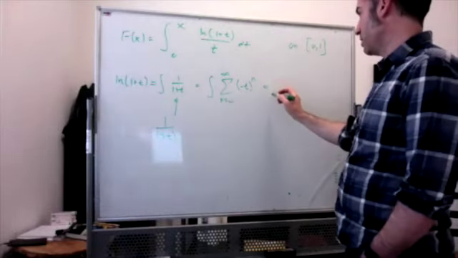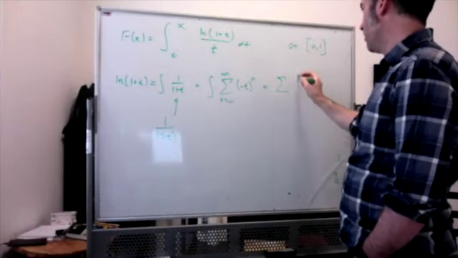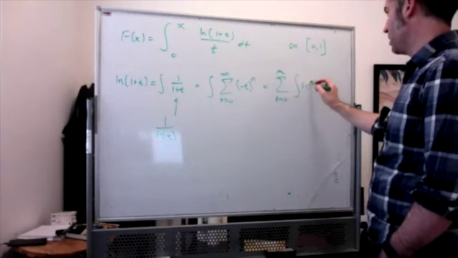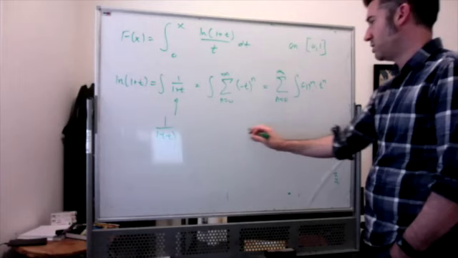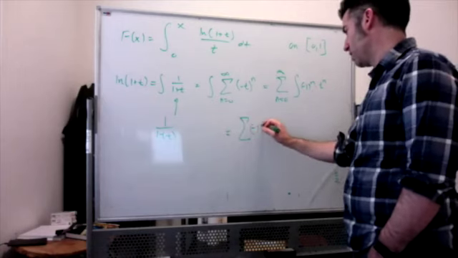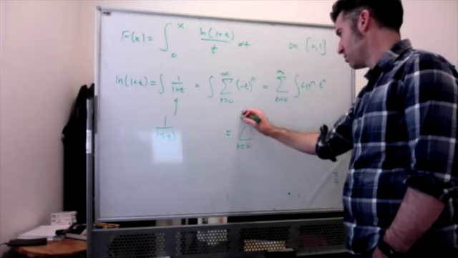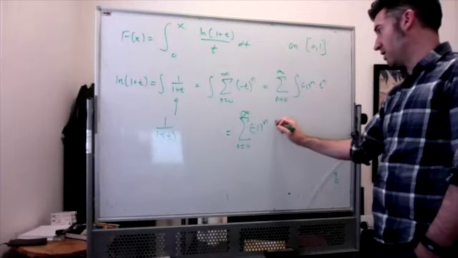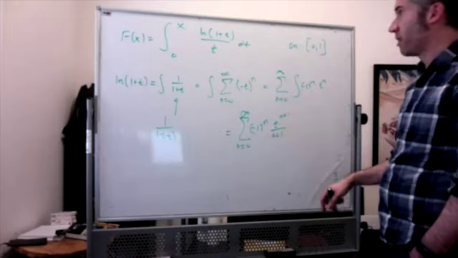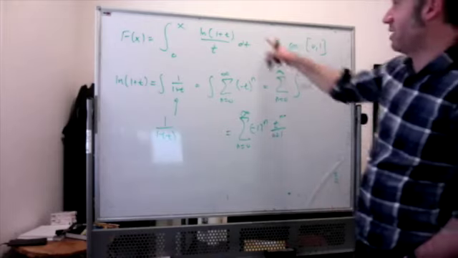And then that's going to be the sum of the integral of minus 1 to the n times t to the n, which ends up being the sum of minus 1 to the n. Integral of t to the n is t to the n plus 1 over n plus 1. Okay, so that's what this is.